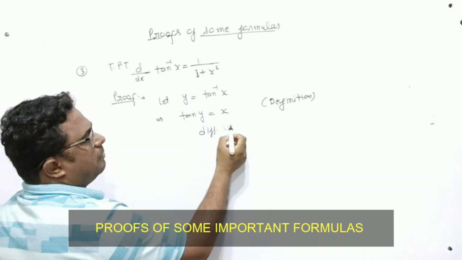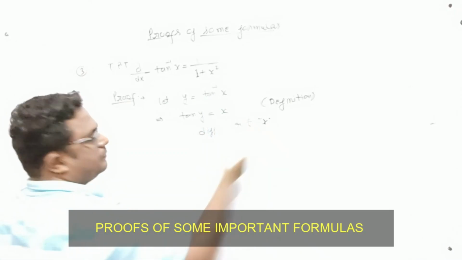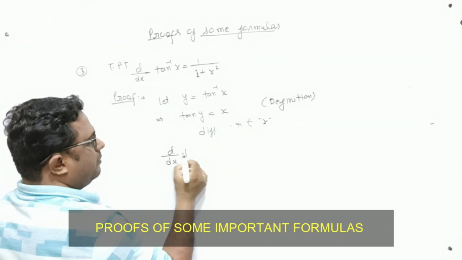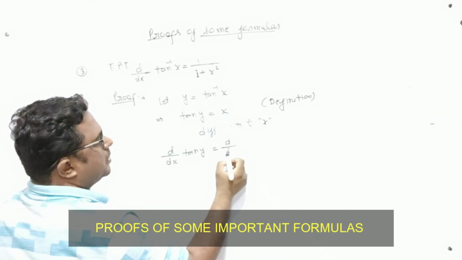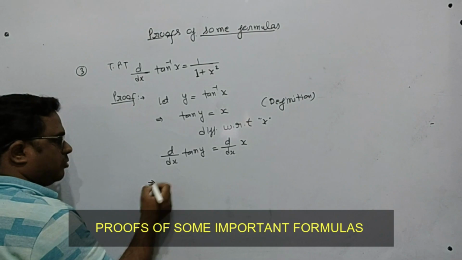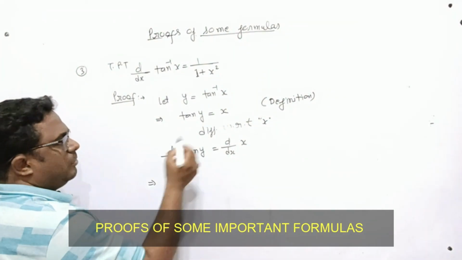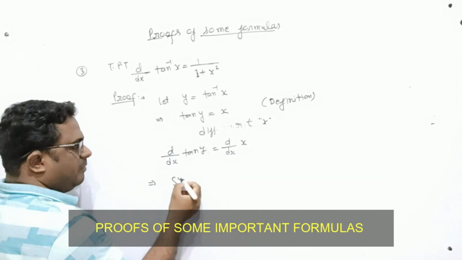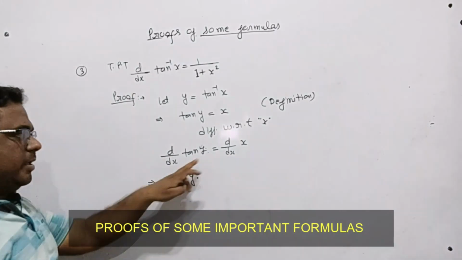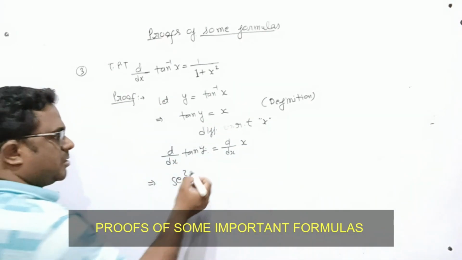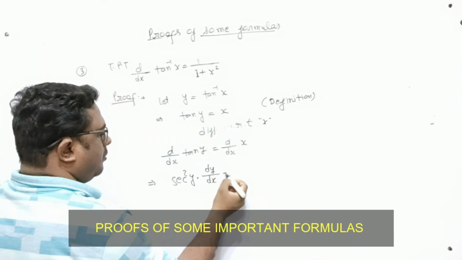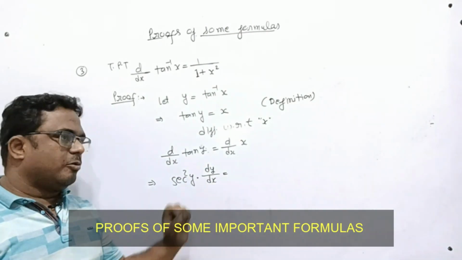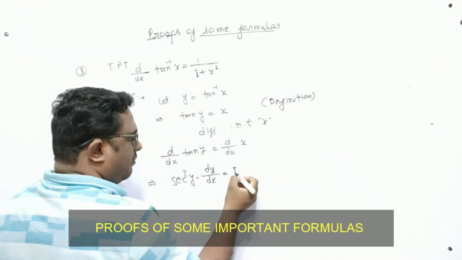Now differentiating with respect to x. So d by dx of tan y is equal to d by dx of x. Now let us do the derivative of tan y. As we know that the derivative of tan x is sec square x, in the same way the derivative of tan y will be sec square y, but the variables are different, so we will have to use this term also, dy upon dx. So finally the derivative of tan y is sec square y times dy upon dx. On this side the derivative of x is 1.